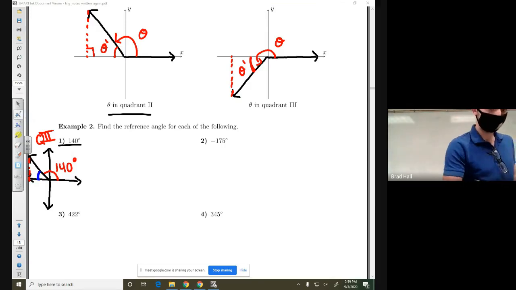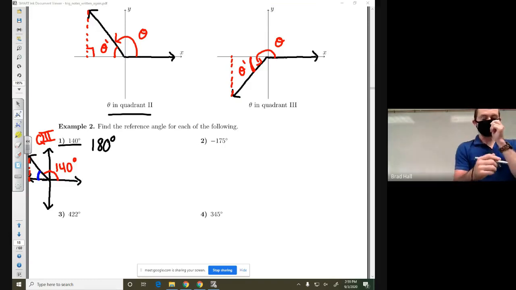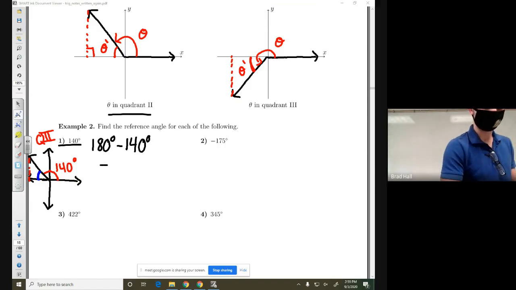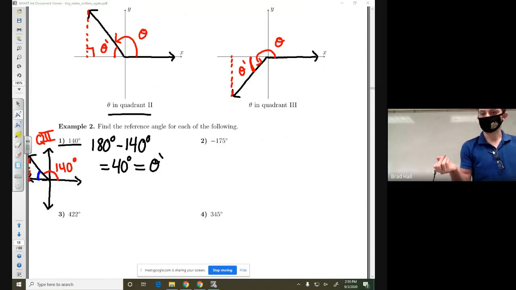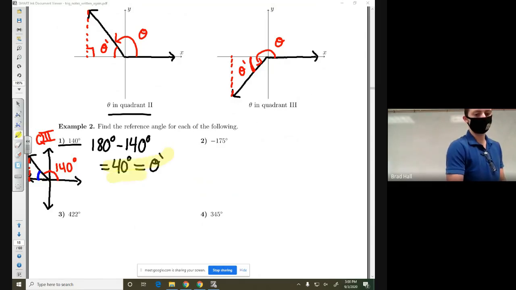So 180 would be all the way to the other part of the x-axis, and then we're subtracting off 140 to get the reference angle, which is just 40 degrees. And so that would be your reference angle, which, if you hear me say theta prime, it's the same thing as this. So that would be our answer for the reference angle.